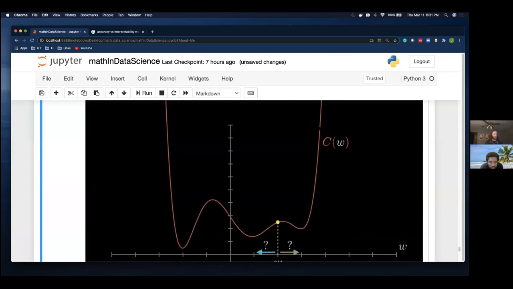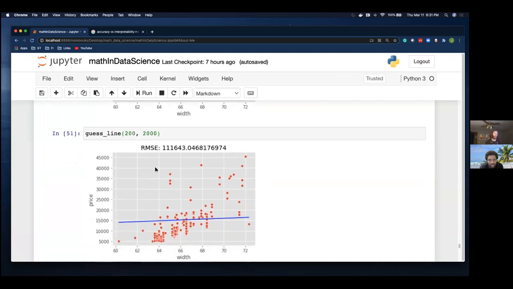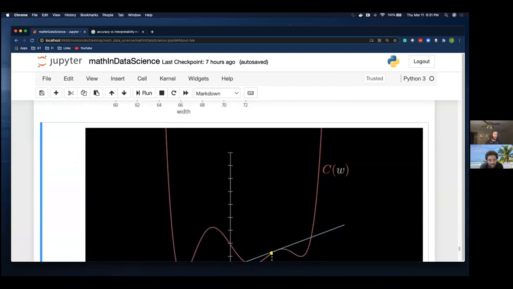We don't know what this function looks like, but if you remember back to calculus, taking the derivative gets you the slope at a point. So if we take the derivative at a point, we can say, okay, which direction should we go? Should we increase the slope? Should we increase this number? Should we decrease this number? When you take the derivative of a function, we get the slope.